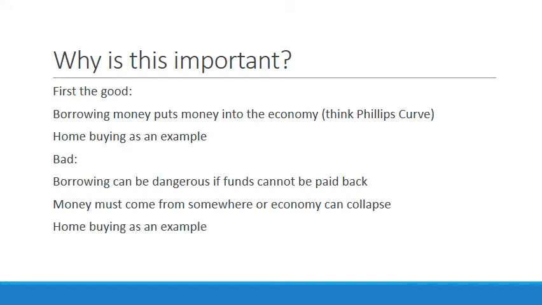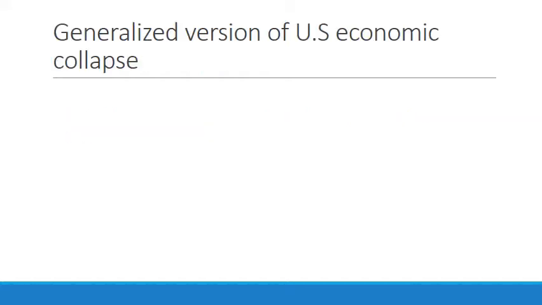So home buying is an example of a case in which we actually saw this happening in the last 2 decades, where we saw people buying homes with loans that they simply could never afford to pay back. Okay, so this is in no way going to be 100% in terms of detail. It's a generalized version of the U.S. economic collapse based on what we said with that housing market.